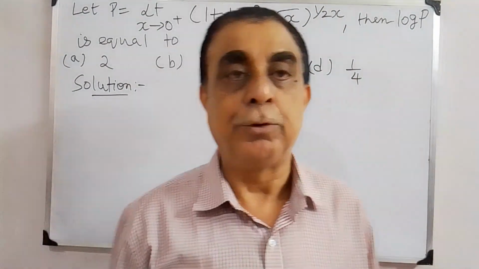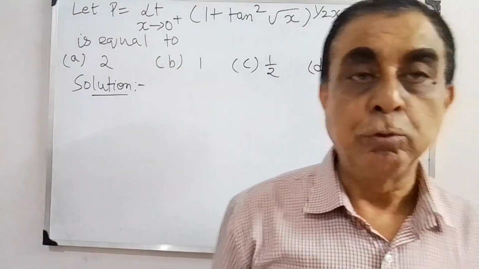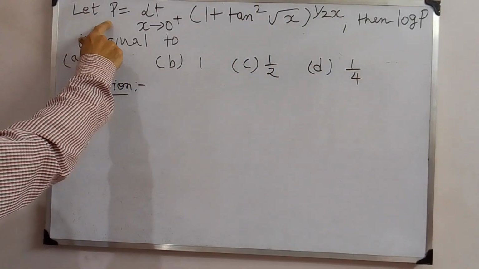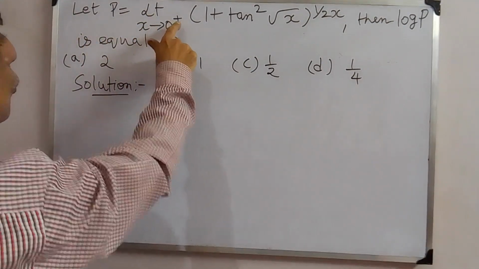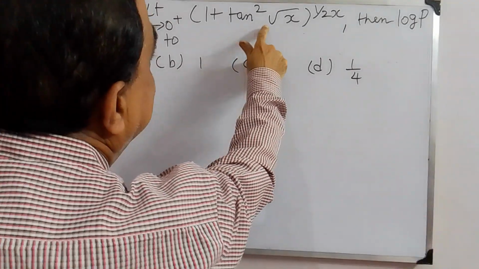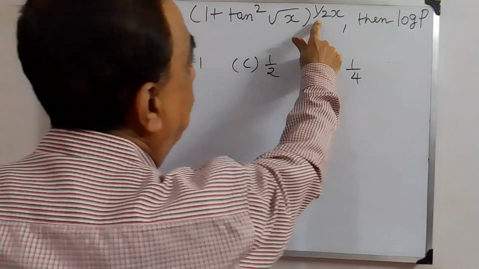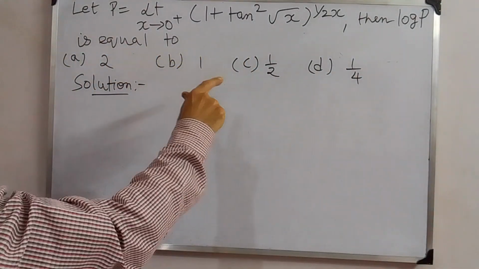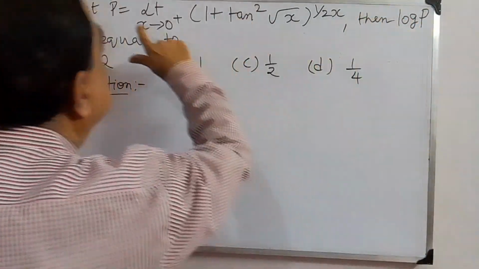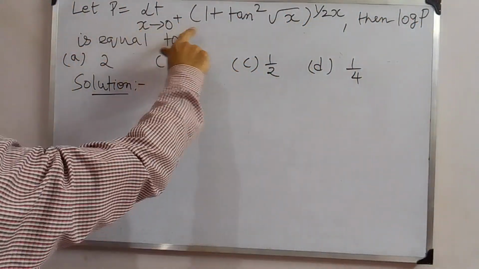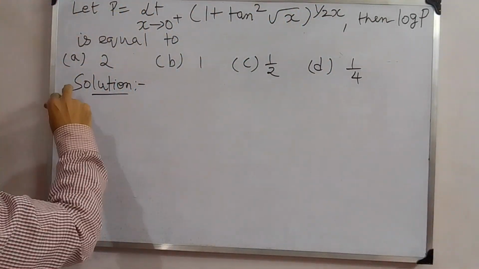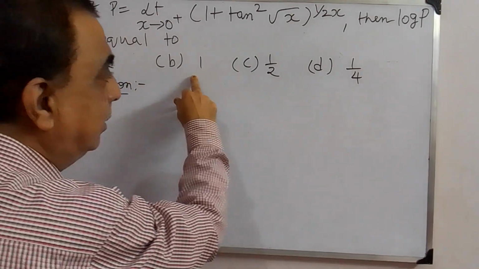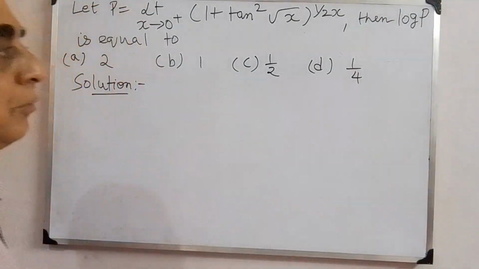Today we are doing a sum from JEE Mains 2016. The sum reads like this. Let P equals limit x tends to 0 plus of (1 plus tan squared root x) whole to the power 1 by 2x. Then we have to find the value of log p when p is equal to this limit. The given options for log p are: a is 2, b is 1, c is half, and d is 1 by 4.